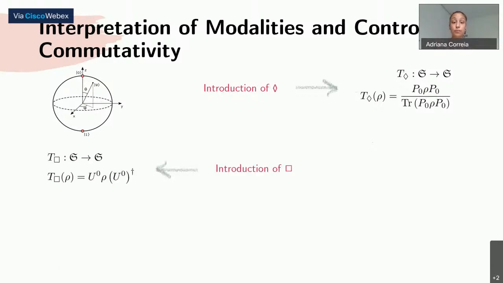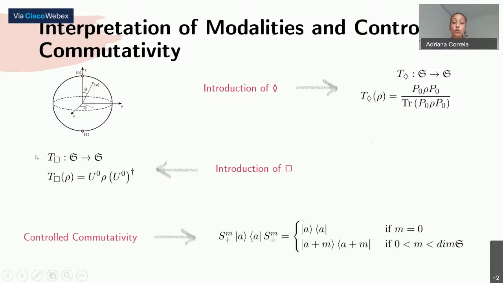For introduction of box, we will have a unitary operation that in our version is simply identity. And for control commutativity, what we're going to do is apply a raising operator. That is, if the density matrix is on state 0, it will raise it to state 1. In general, it just raises indexed on the eigenvalue. But for us, it will top out at state 1.